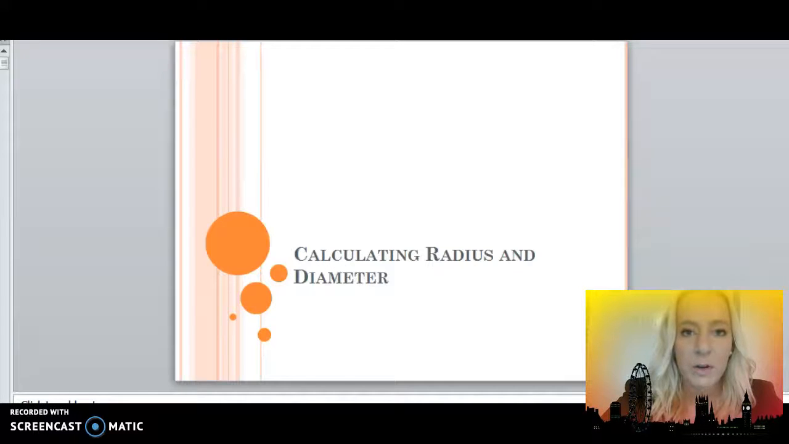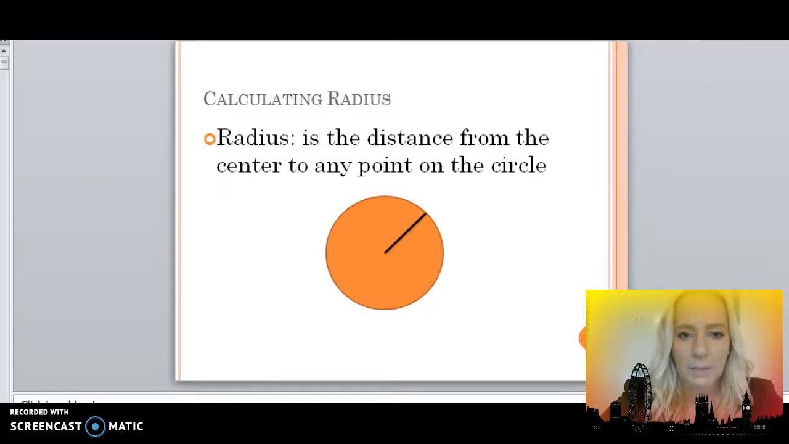Hi boys and girls, welcome to your first video on discussing properties of circles. In this video we're going to talk about calculating radius and diameter of a circle, and in the next two videos we're also going to discuss calculating circumference as well as area of a circle. So let's first talk about radius.